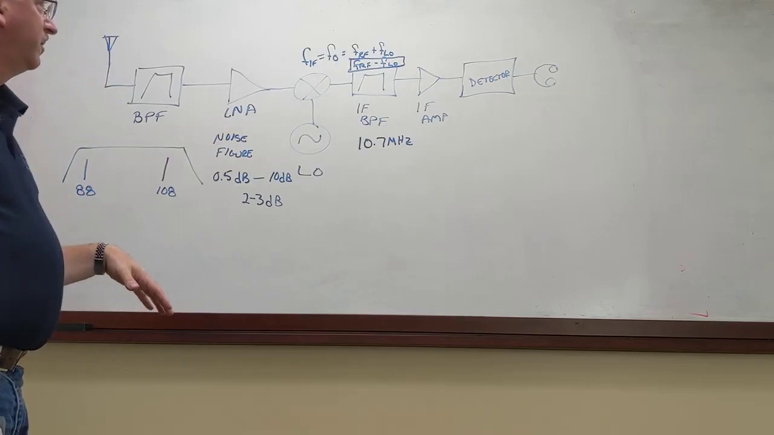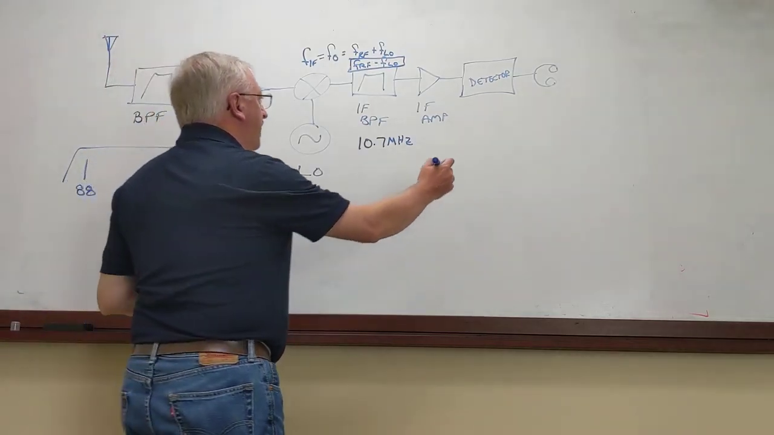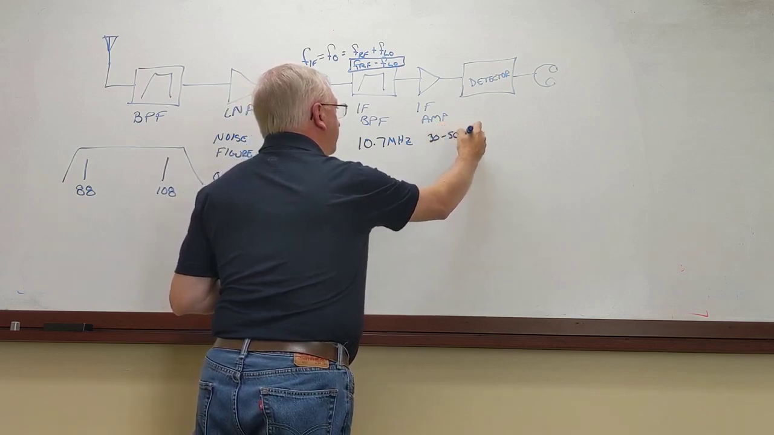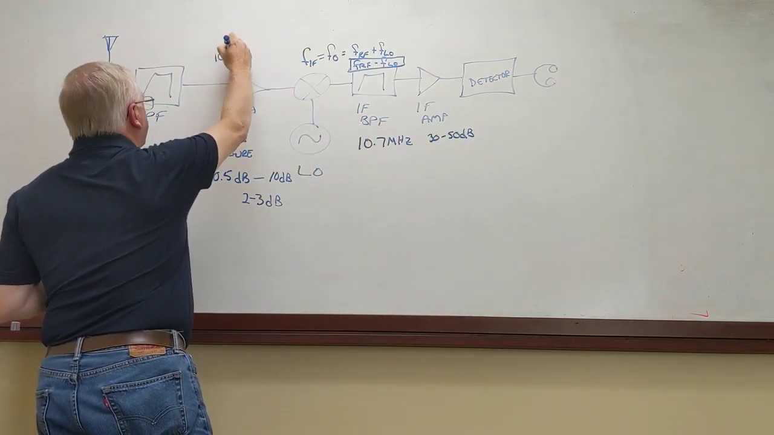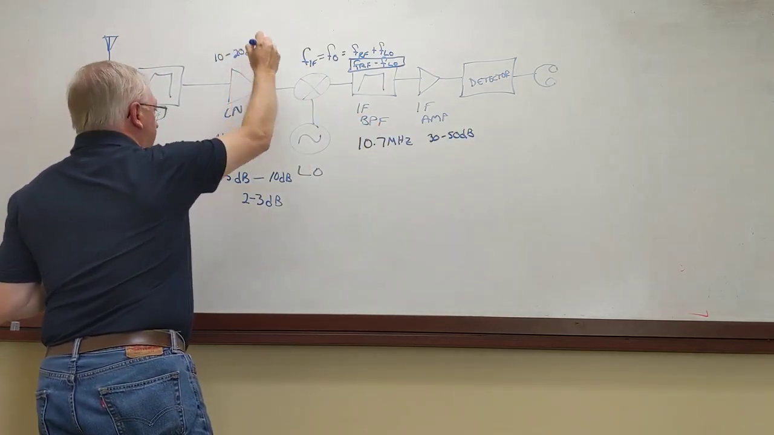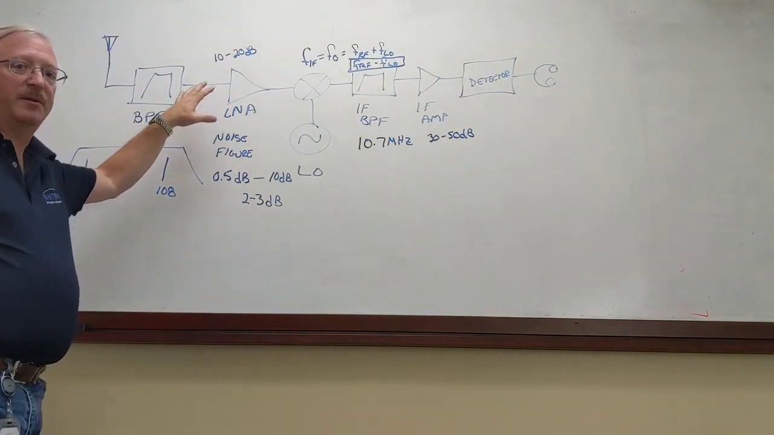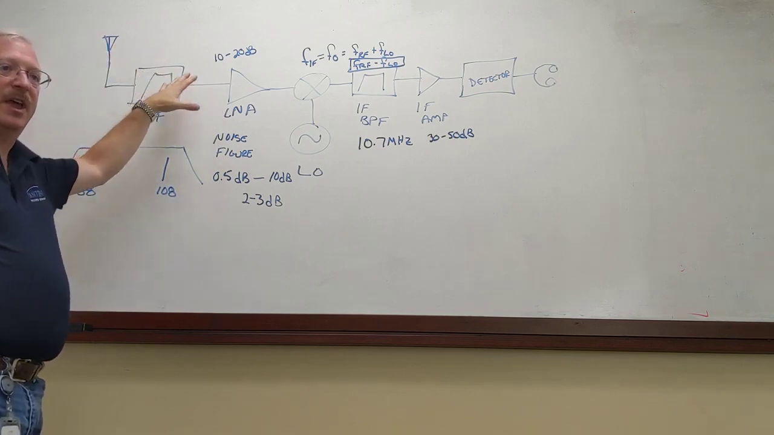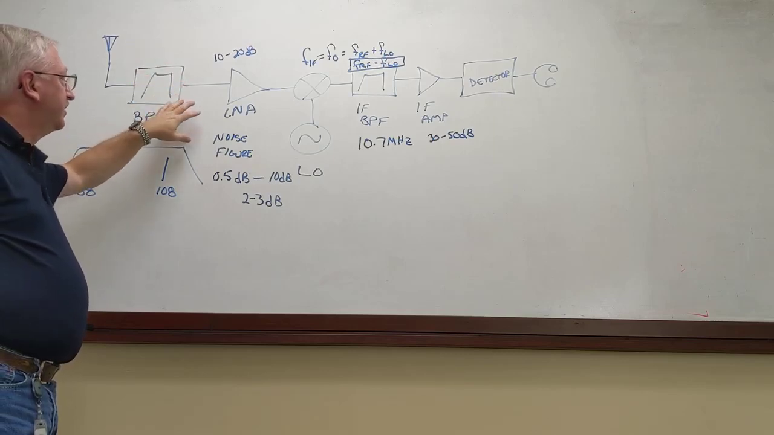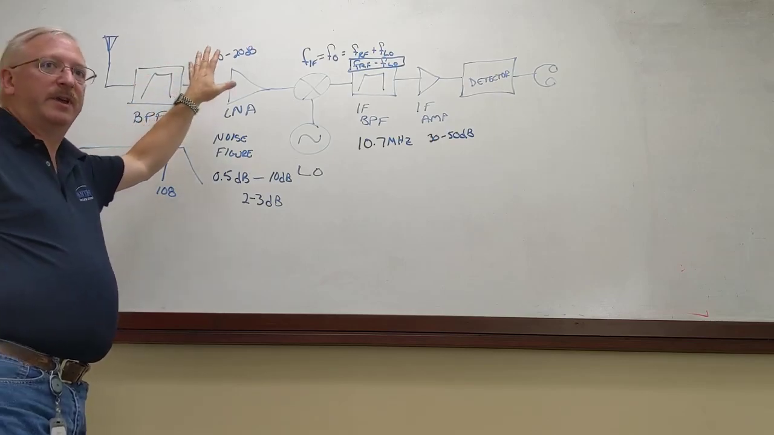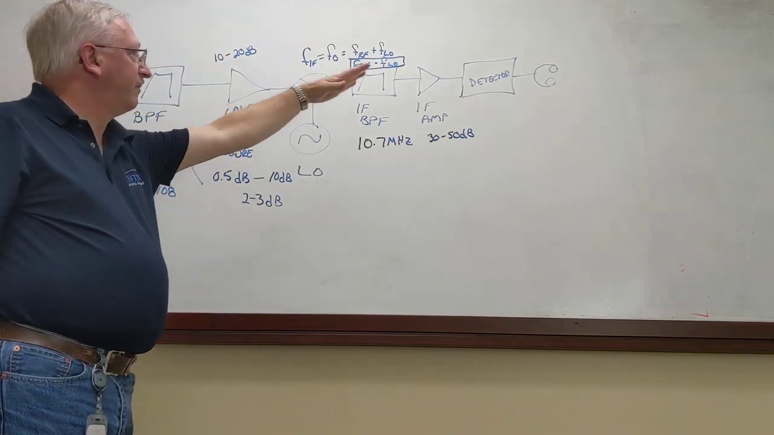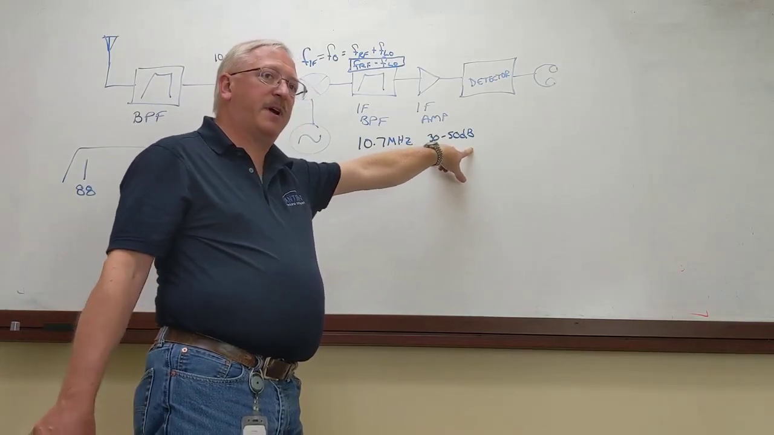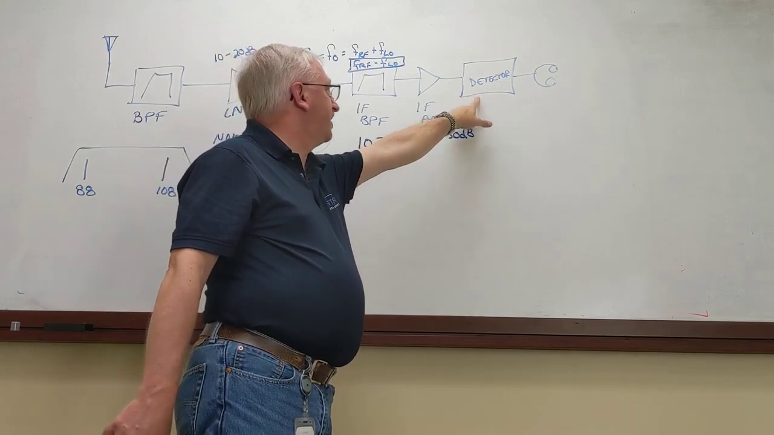And so typically for IF amplifiers, you may have gains of 30 to 50 dB, where your LNA may be only 10 to 20 dB. And some of that has to do with how amplifiers are designed. If you want low noise, you don't get a lot of gain, and vice versa. And so you'll put a little bit of gain up front, and that'll set the noise figure for the whole system. And then you put all your gain here in your IF amplifier, and then that goes to the detector.